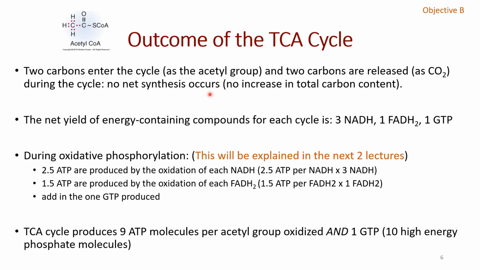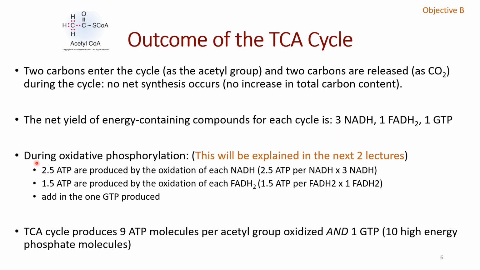And in this case, we have 2 carbons in and 2 CO2s out. And then for each turn, each complete cycle that we have, we're going to produce 3 reduced NADH, 1 reduced FADH2, and 1 high-energy triphosphate, which is a guanosine triphosphate. We'll see that detail on a couple of slides coming up.